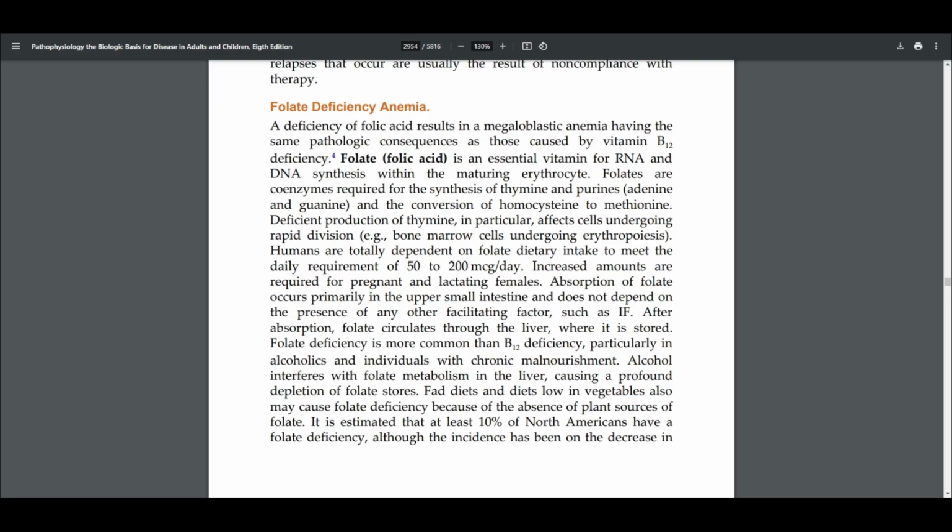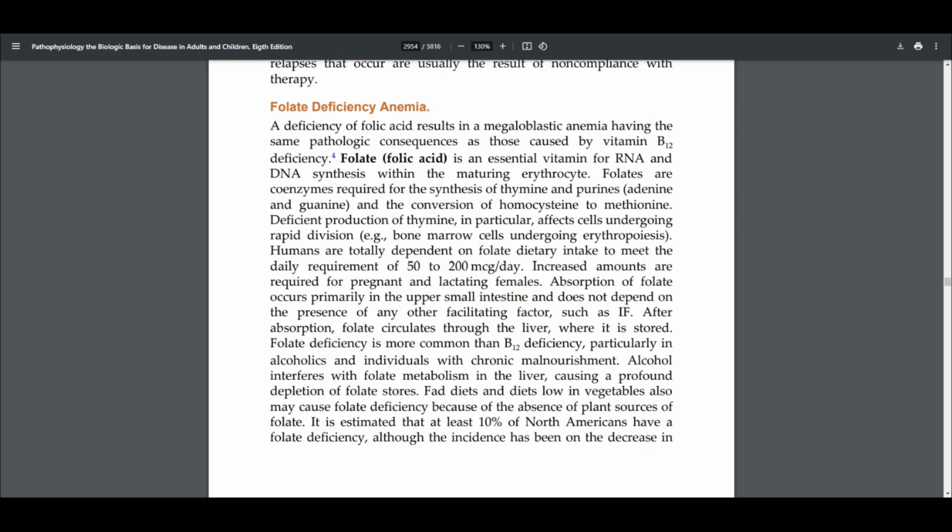Folates are coenzymes required for the synthesis of both thymine and purines and the conversion of homocysteine to methionine. Deficient production of thymine in particular affects cells undergoing rapid division. Humans are totally dependent on folate dietary intake to meet the daily requirement of 50 to 200 micrograms per day. Increased amounts are required for pregnant and lactating females.